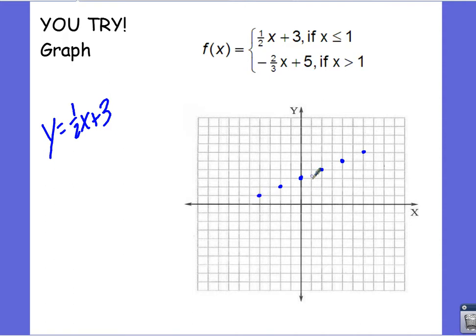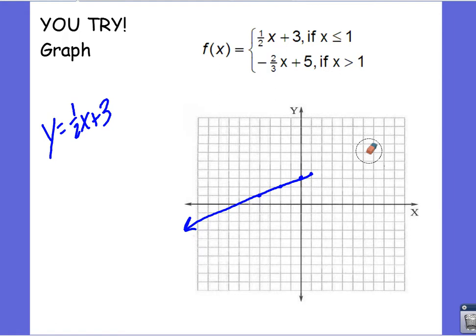Now if you notice, I don't have a point at 1. So we can basically connect these dots to kind of get where your point would be. And then this is where my starter is, and since it's an or equal to, it is a closed dot. Okay? So I don't need anything beyond that.